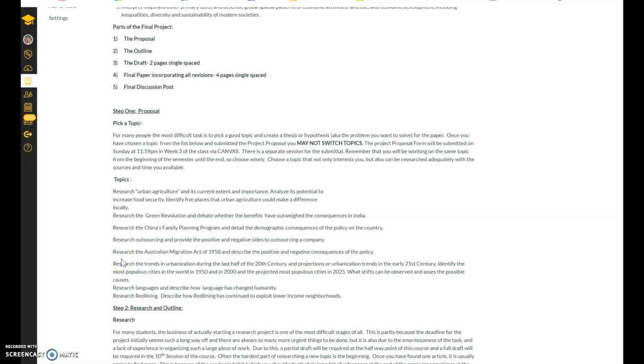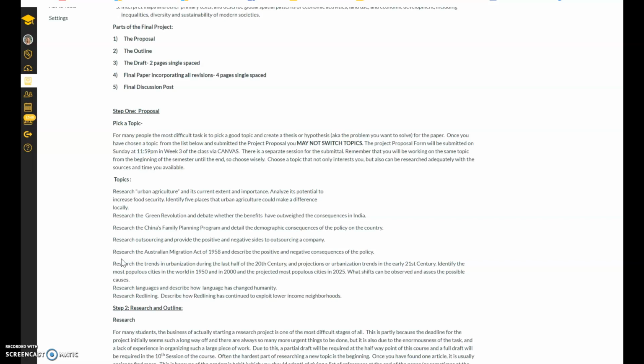Research the Australian Migration Act in 1958 and describe the positive and negative consequences of the policy. Research the trends in urbanization during the last half of the 20th century and projections of urbanization trends in the early 21st century. Identify the most populous cities in the world in 1950 and in 2000 and the projected most populous cities in 2025. What shifts can be observed, and assess the possible causes.